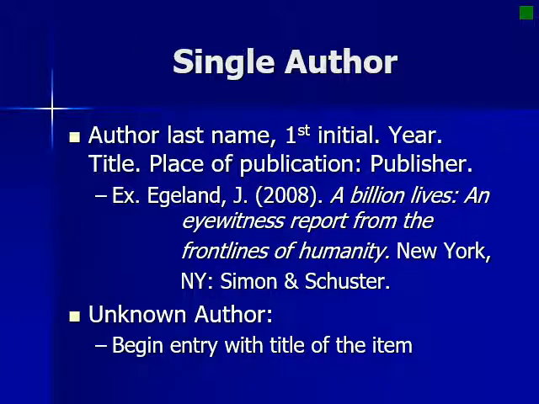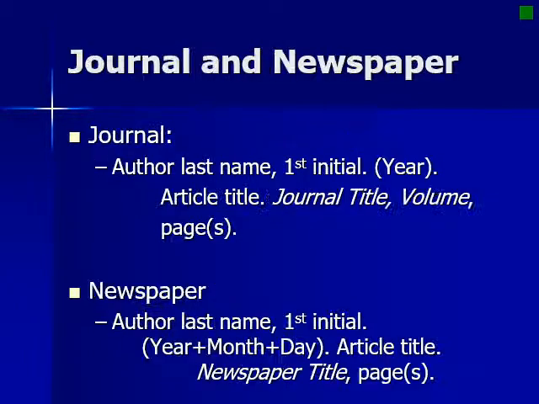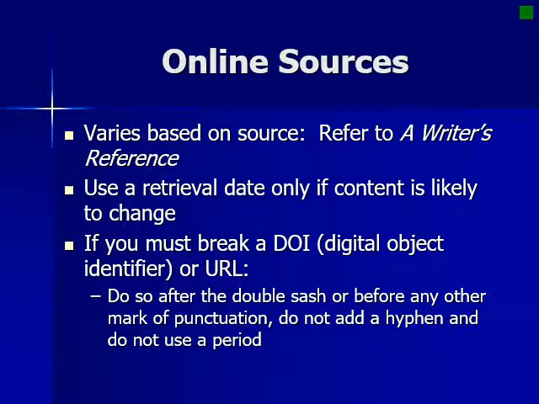Here is an example of how to complete a reference entry of a single author item. Now, this would be a book. Again, the citations vary, and you should refer to your writer's reference book, the APA section, if you have questions on how to format a specific type. Here are examples of how to format a journal and a newspaper. Again, your writer's reference book has examples of how to do this as well.